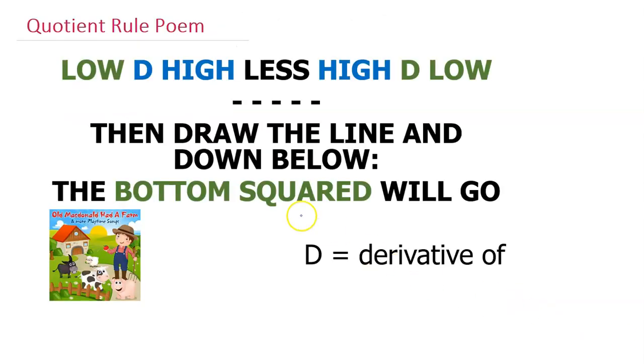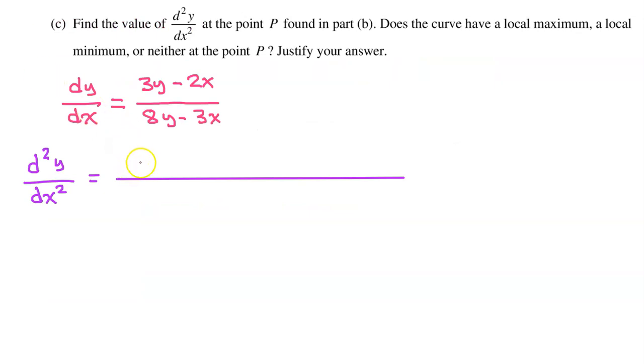Do you know the quotient rule poem? Low d high, less high d low. Draw the line and down below, the bottom squared will go. And every time I say d, as in d high, this means derivative. So here we go, low d high. Low means 8y minus 3x. So this is low. And then d high means the derivative of 3y minus 2x.